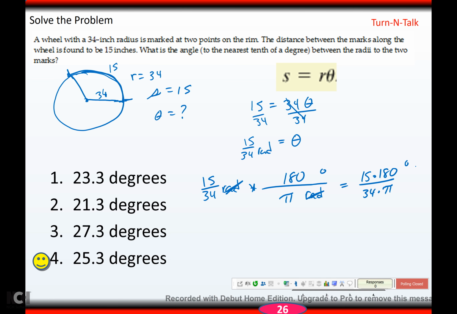So 15 times 180, enter, divided by parentheses 34 times pi, and I get 25.277549979 degrees, and it says round to the nearest tenth, so the 2 bumps it up to a 3.